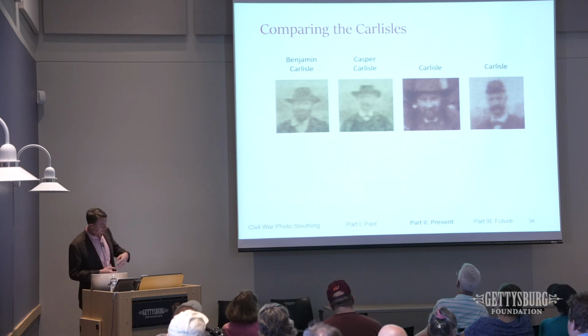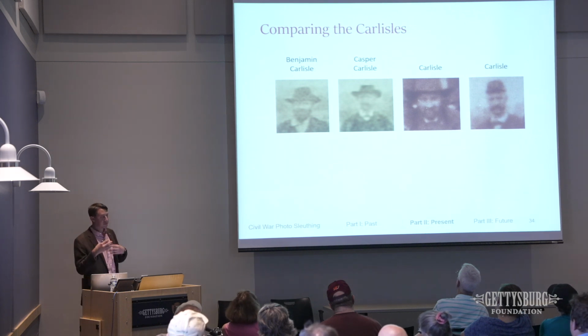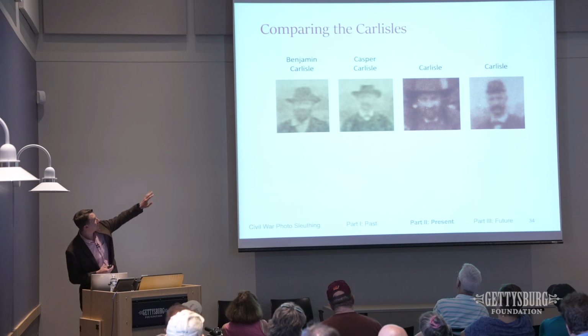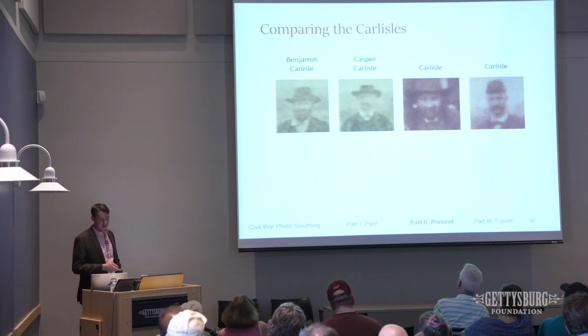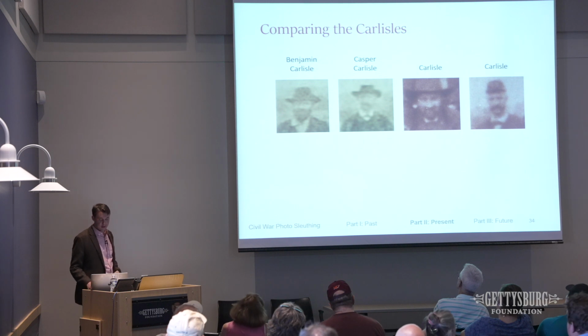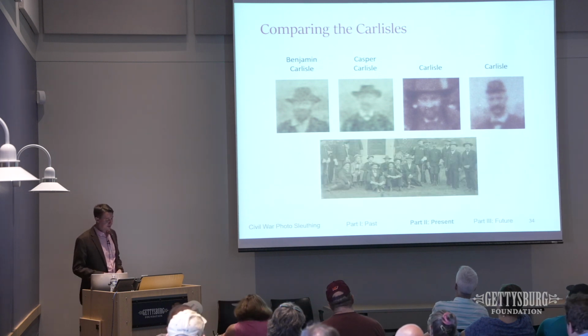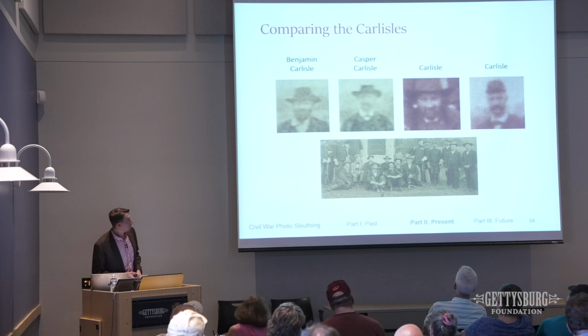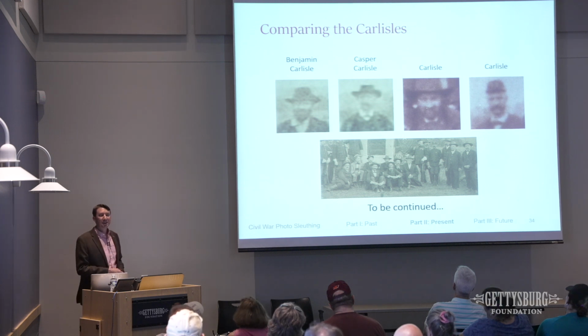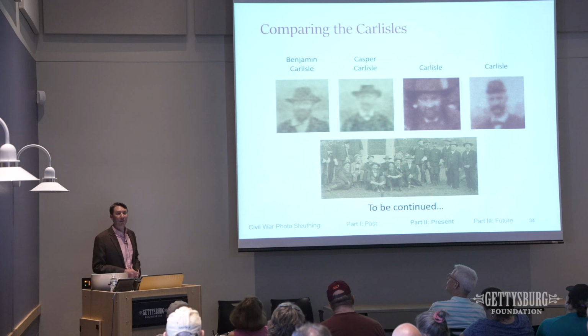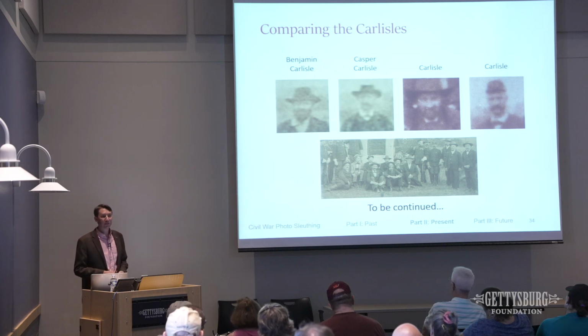For example, you might feel some inclination that one of these Carlyles on the right matches up better with Benjamin or with Caspar. I think that may be a reasonable hypothesis. But then we have to figure out, is either or both of these two guys pictured here? There's also some other identified soldiers, some veterans that we can use to figure this out. So we're to be continued here, but we have a pretty good start, and I'm pretty excited to see what else we might be able to figure out about these gentlemen.